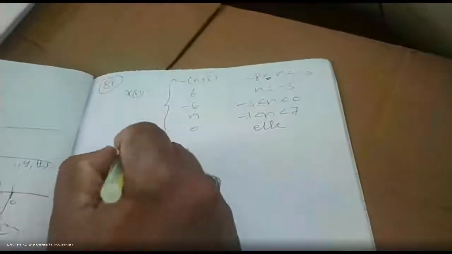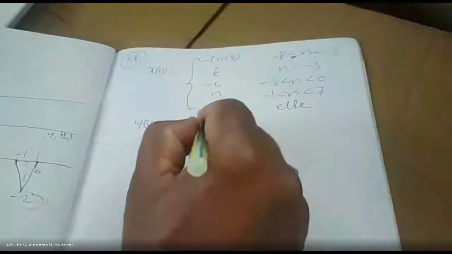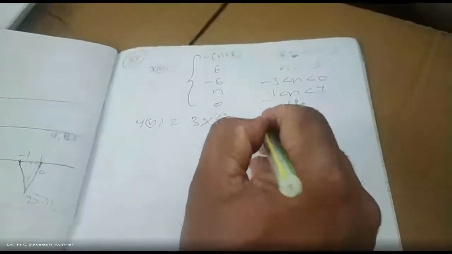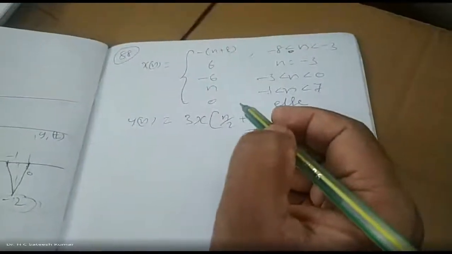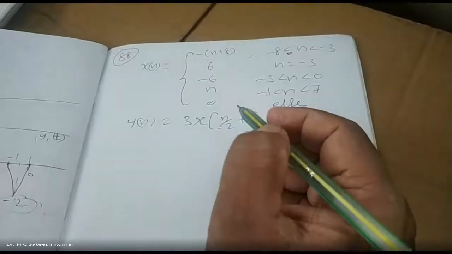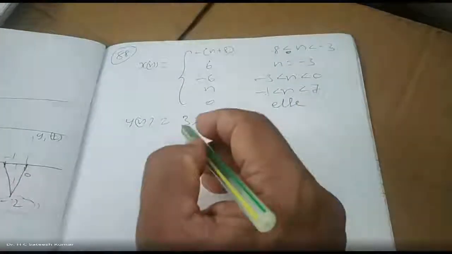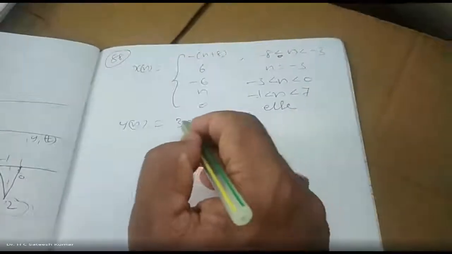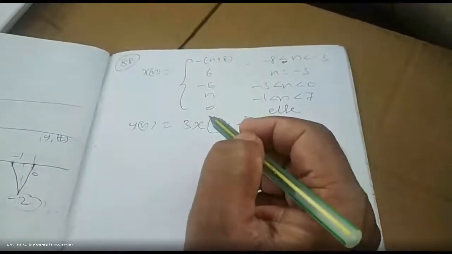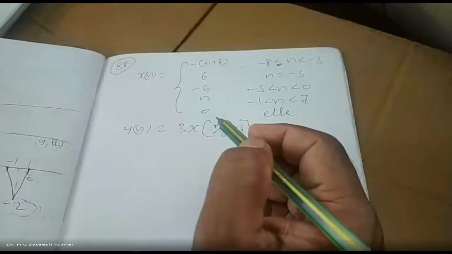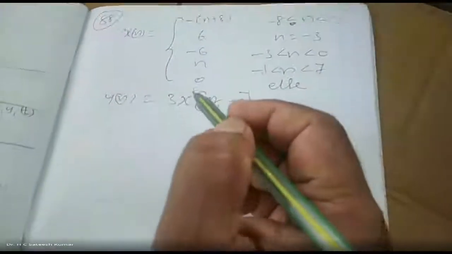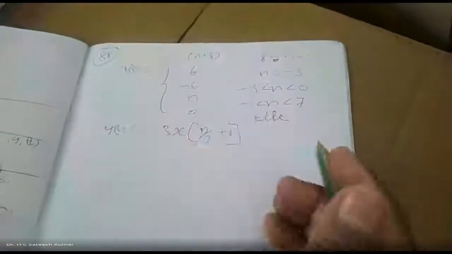Sketch y of n is equal to 3 times x of n by 2 plus 1. Okay, this has shifting, scaling, amplitude scaling, time scaling as well as amplitude scaling. So in my notes I did this problem in the sequence method. Here I'll do it in the graphical method. Graphical method is better. Okay.